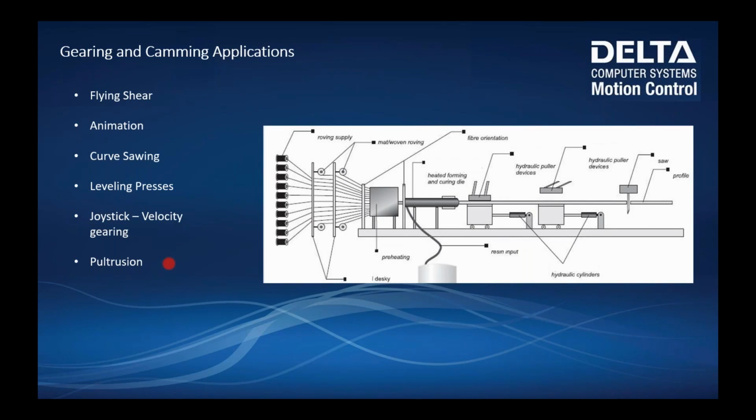Pultrusion is another great example. This application is kind of similar to the flying shear, but it's a little bit different. Here's a really nice example of what's happening here. You can think of the material as this line here that's coming out. And we've got a few things that are going to be synchronized here.